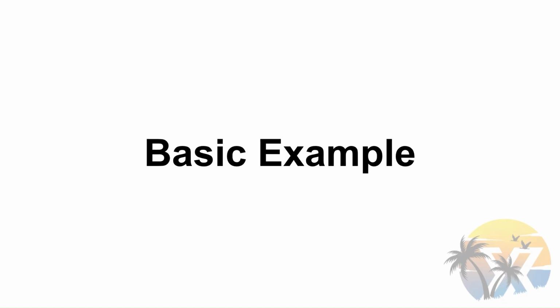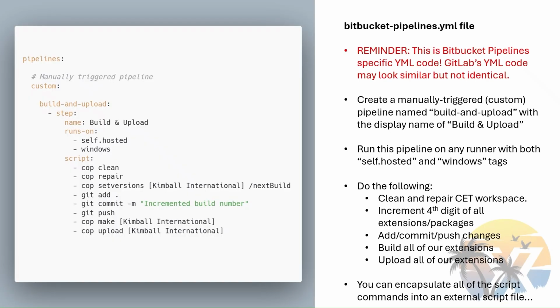Last part, part 4, the code. Let's actually get into the code here. Before I actually get into the code, I'm just going to do a basic example of an extremely basic YAML file. So here we have a basic pipeline example. A quick reminder here is that this is Bitbucket Pipeline specific YAML code. So if you are working with GitLab or GitHub, your YAML code will look similar to this probably, but it's not going to be identical. It's not going to be copy and paste.